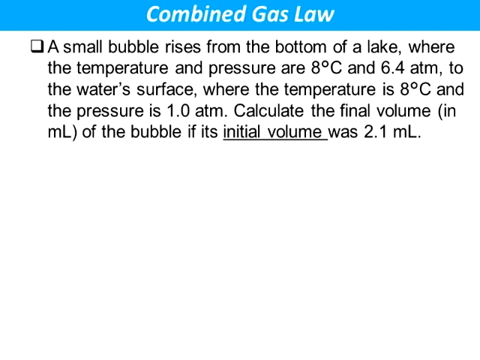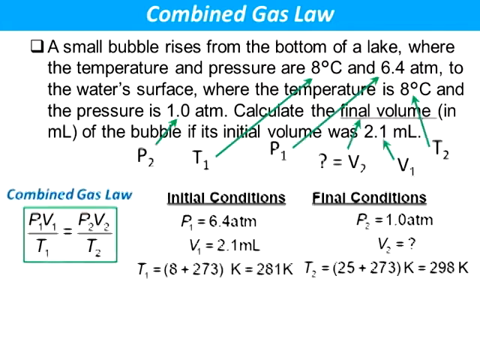Let's consider the next problem. A small bubble rises from the bottom of a lake where the temperature and pressure are 8 degrees C and 6.4 atmospheres to the water surface where the temperature is 8 degrees C and the pressure is 1.0 atmosphere. Calculate the final volume in mL of the bubble if its initial volume was 2.1 mL.